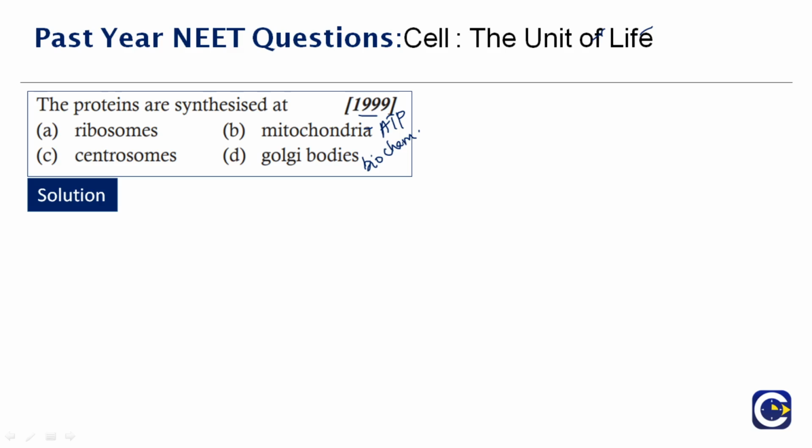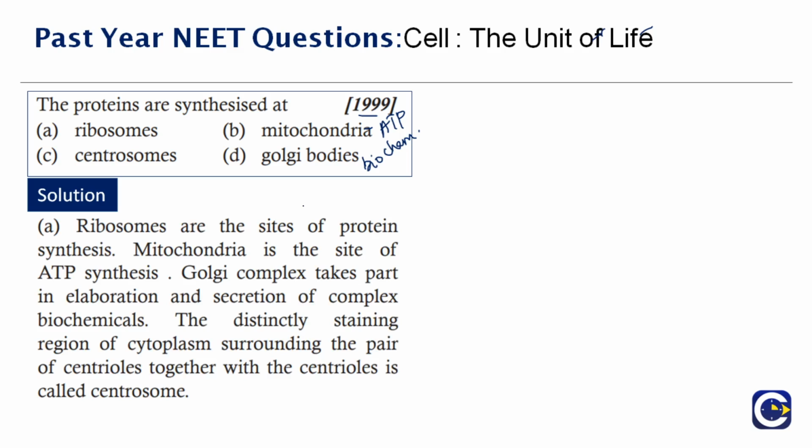Centrosomes, they are involved in the centrioles part, right? The distinctly staining region of the cytoplasm surrounding the pair of centrioles together will constitute to form the centrosome. Therefore, the correct answer to this question is option A, ribosomes. We all know ribosomes is the region where RNA and protein synthesis take place.